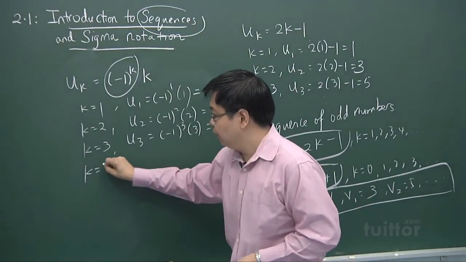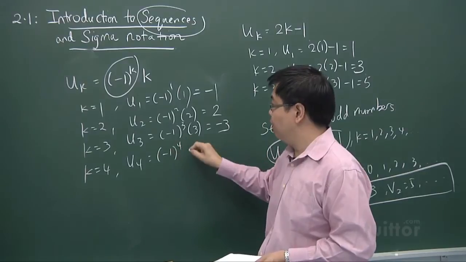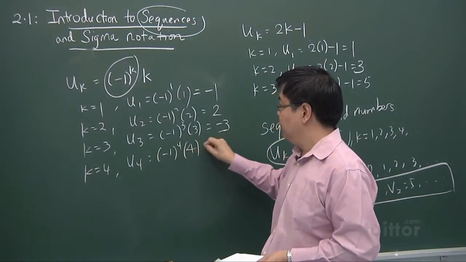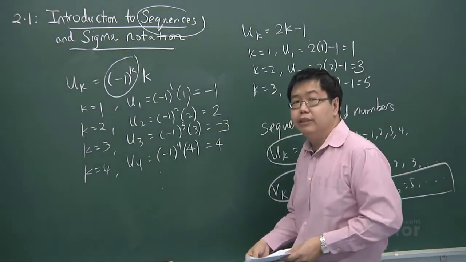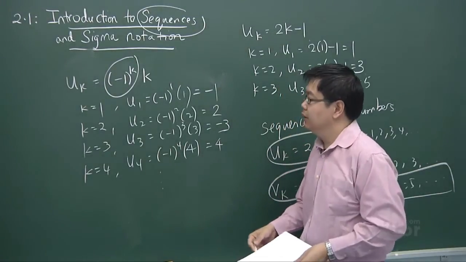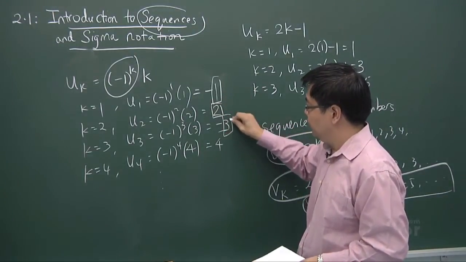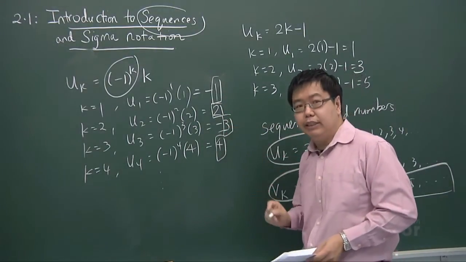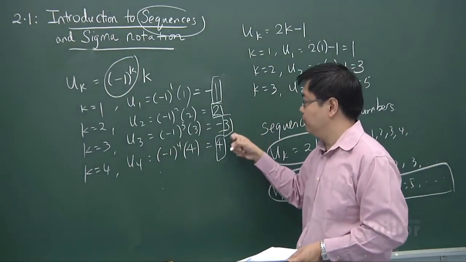And how about k equals 4? Your u4 would be (-1)^4 multiplied by 4, and that gives me 4, and so on and so forth. Now, what do you notice about this pattern of numbers? Okay, the numbers 1, 2, 3, and 4. So it's increasing in this order. Okay? Every time increasing by a value of 1.